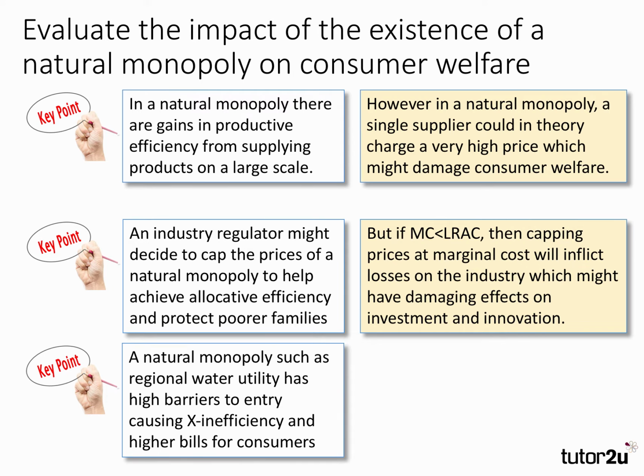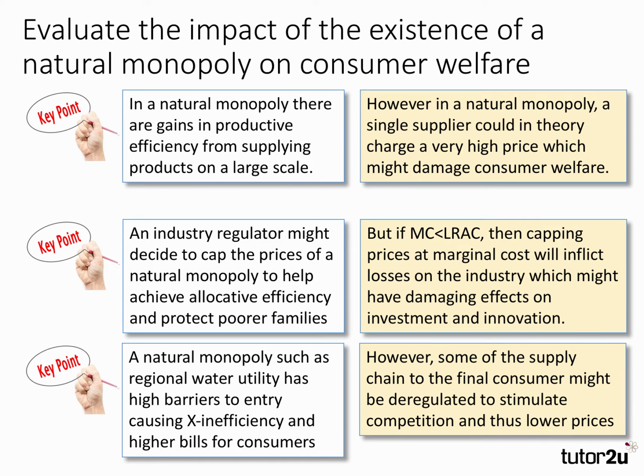Our third point, a natural monopoly such as a regional water utility has high barriers to entry, causing X inefficiency and therefore higher bills for consumers. X inefficiency, the lack of competition, leads to costs per unit being higher than they would otherwise be.